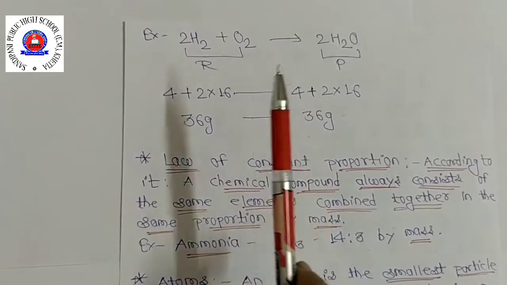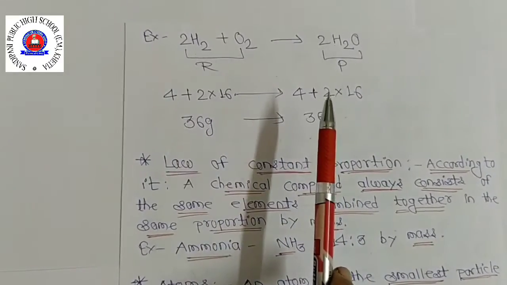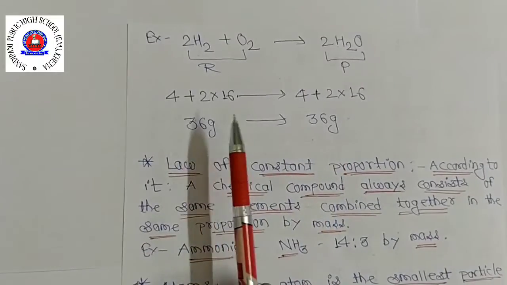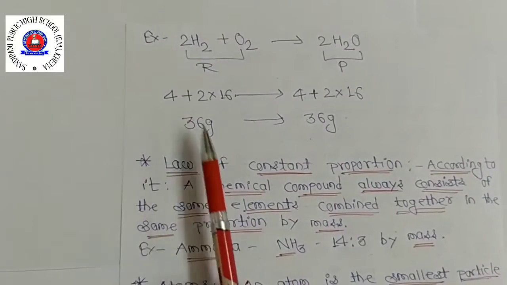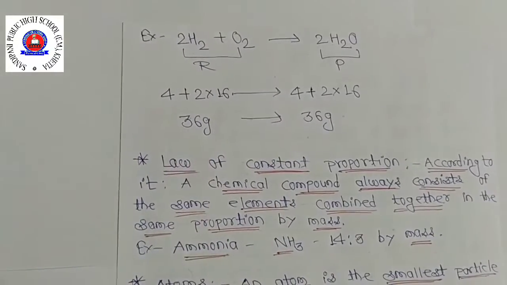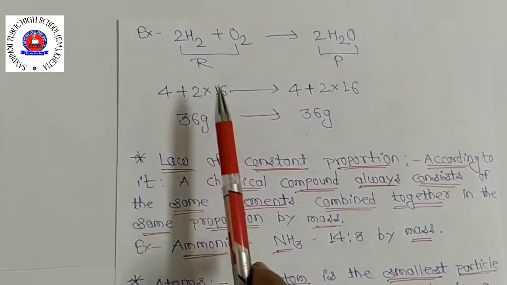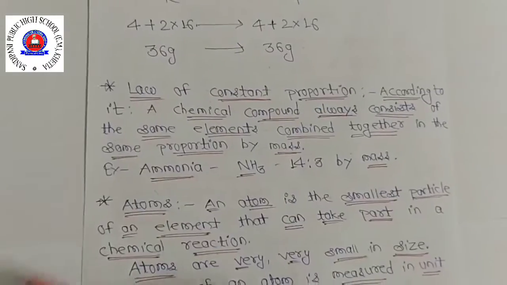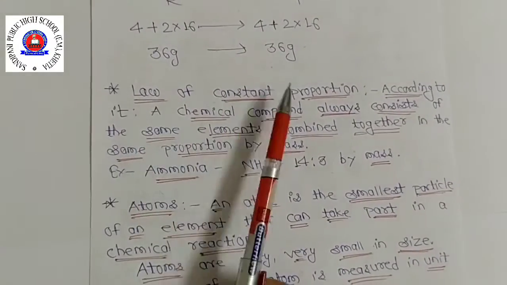Okay, so since the total mass of product 36 gram in the chemical reaction is equal to the total mass of reactant 36 gram, therefore the given data verifies the law of conservation of mass. Clear this one? How we have to obtain the molecular mass we will study further. Clear this one? Next one, law of constant proportion.